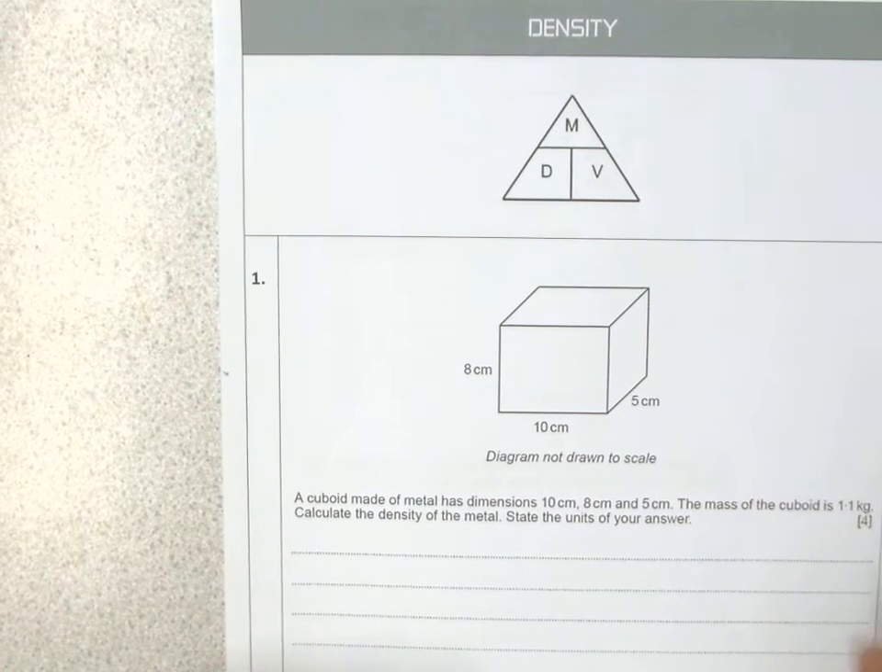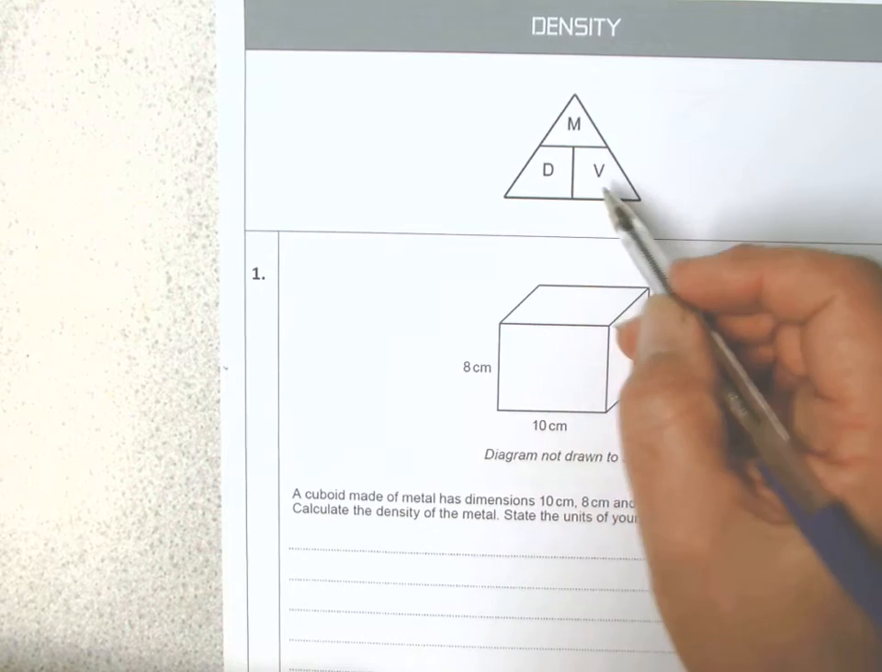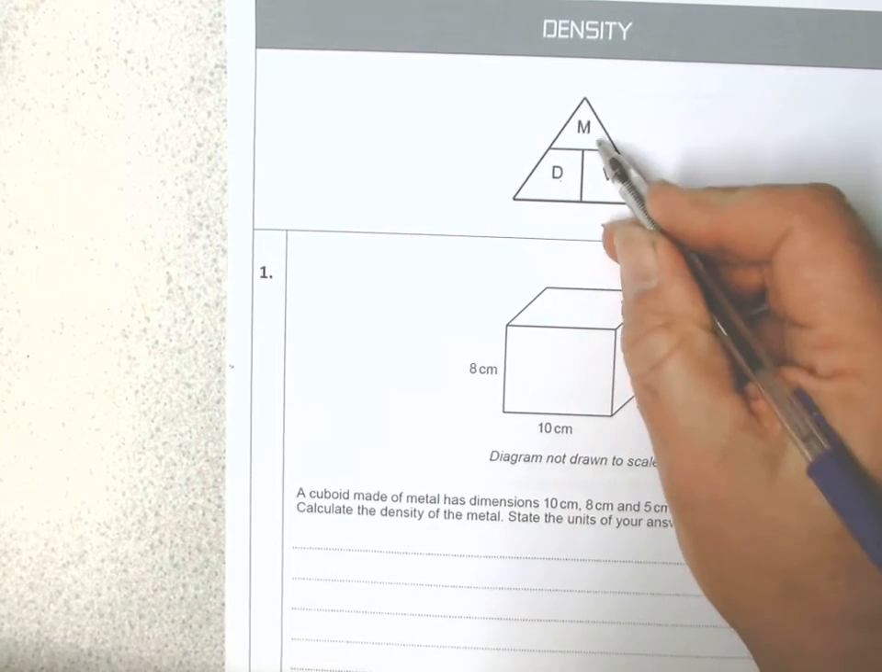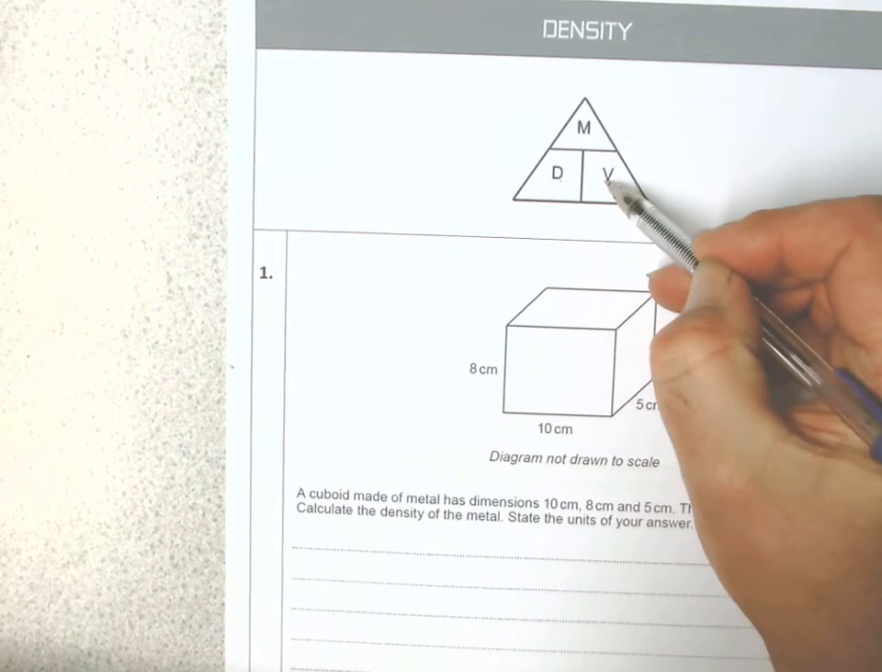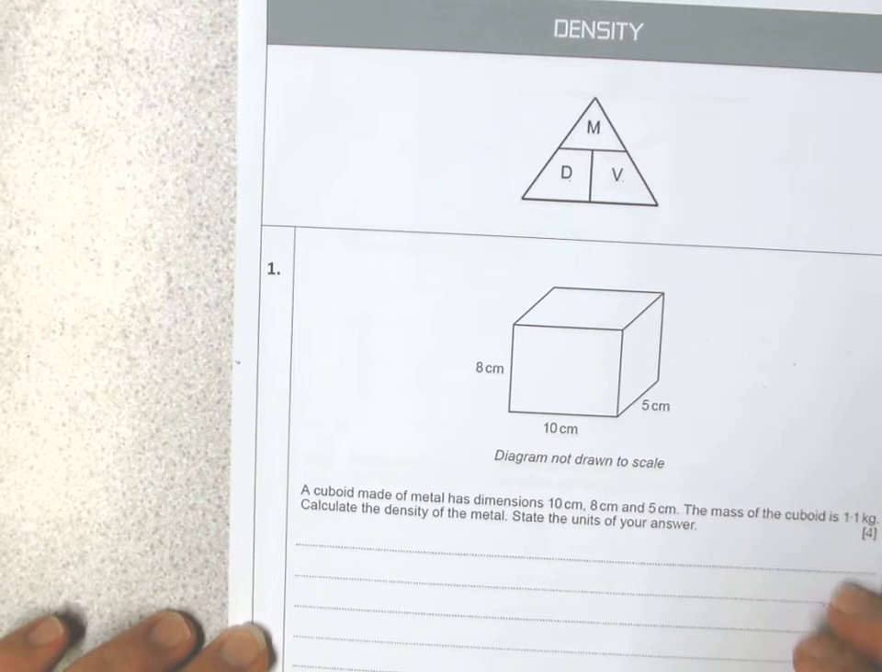Okay, density, right, in science you see these triangles. If you remember the triangle, density is mass over volume. If I want the volume, it'll be mass over the density. Or if I want the mass, it's density times volume. So that little triangle there can help you in different situations.